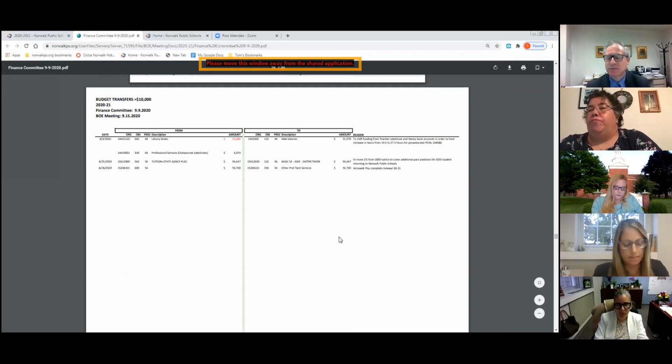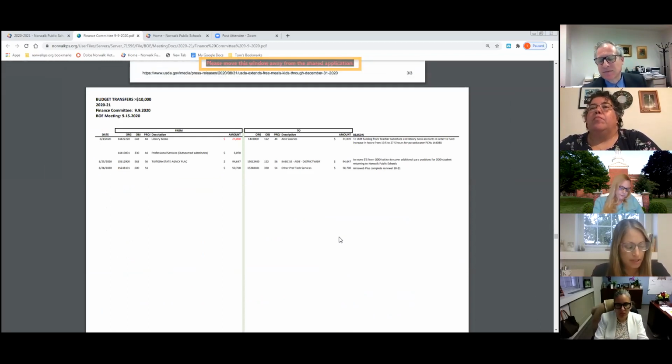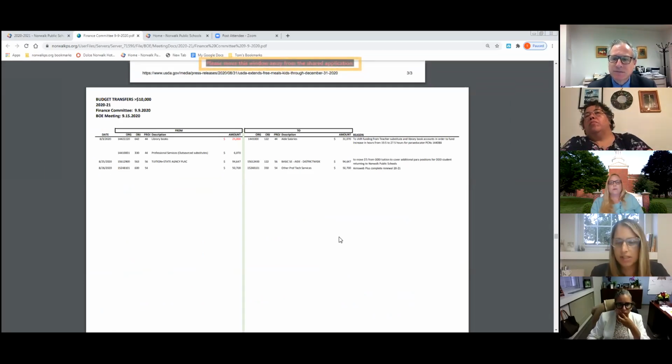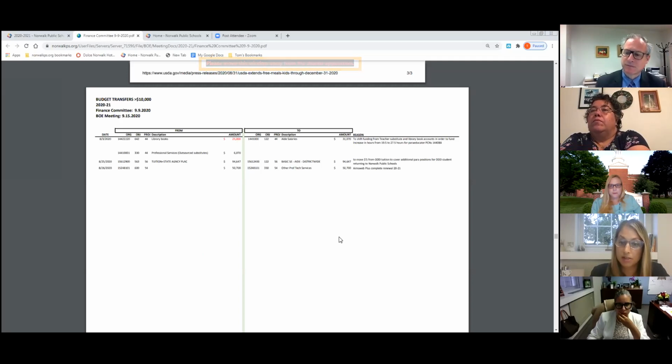That's fine. There's the three of them. The first one is Silvermine proactively, this was early on, taking funding from the library books and the daily sub account and shifting it to increase hours of 4 paras from 19.5 to 27.5 hours for assistance in the classroom. The next item for $94,000 was to move funding from the out-of-district tuition account in order to cover an ABA position for a student who had moved back into district.